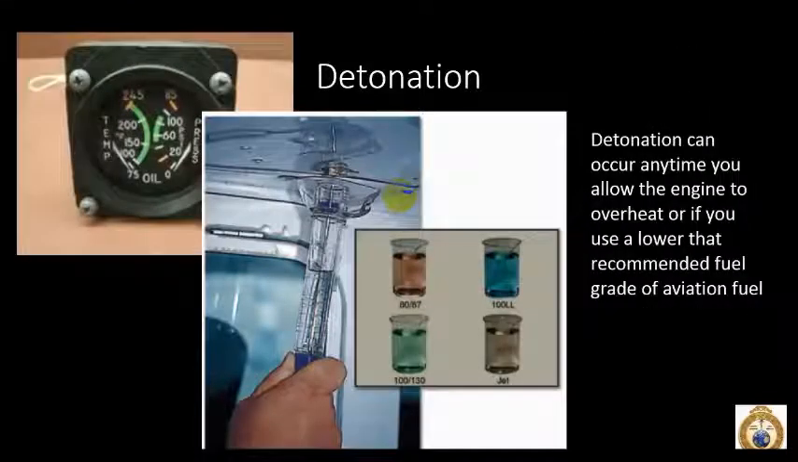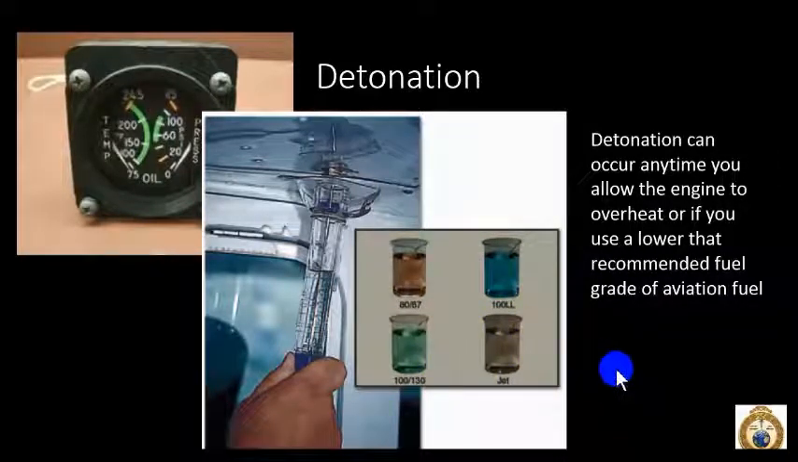So what do we do to prevent detonation? We have to use the recommended aviation fuel. Typically, most general aviation aircraft use 100LL, which means low lead. 100 low lead is blue. There's 80/87 red, there's 130 green, and jet fuel is typically clear.